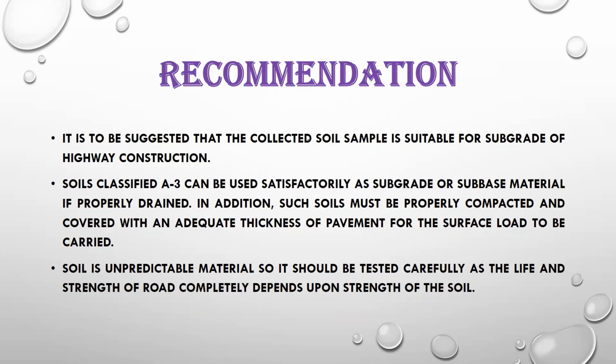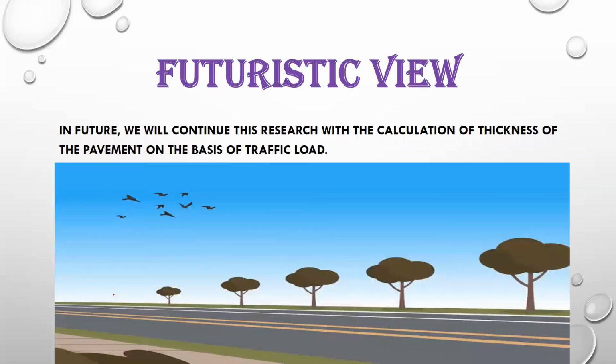It is suggested that the collected soil sample is suitable for subgrade of highway construction. Soil classified A3 can be used satisfactorily as subgrade or subbase material if properly drained. In addition, such soil must be properly compacted and covered with an adequate thickness of pavement for the surface load to be carried. Soil is an unpredictable material, so it should be tested carefully, as the life and strength of the road completely depends upon the strength of the soil. So this is all about recommendations, and I am moving towards the futuristic view.